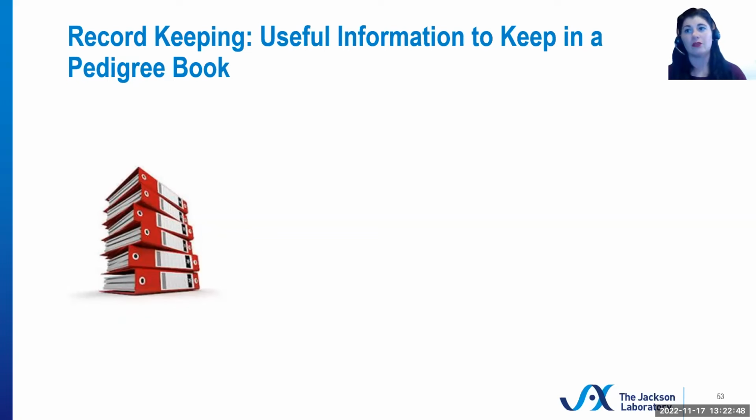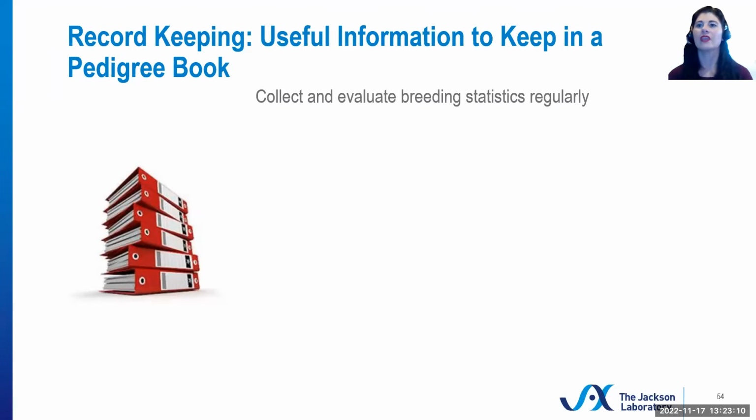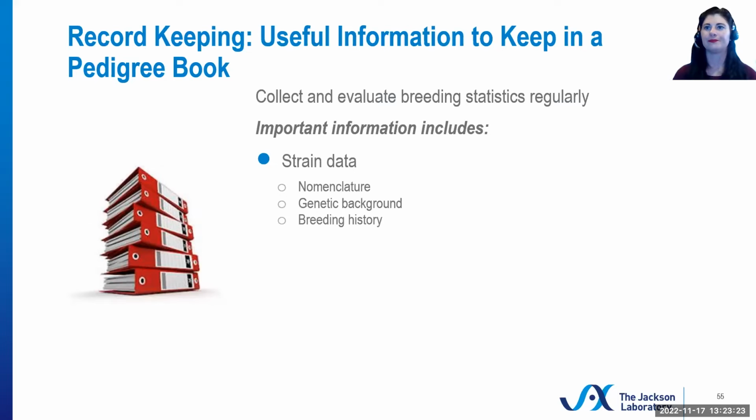If you have poor colony records, you may not notice that you're getting fewer litters from your breeder pairs until several months have passed. A pedigree book is one of the easiest and best ways to keep accurate colony records. Often this is considered time-consuming to establish, but it is critical for maximum colony efficiency. Pedigree books can be both a physical book or an Excel spreadsheet or both. It is important to collect and evaluate breeding statistics for your colony regularly. Look for trends in things like litter size, gestation, time before first litter, those kinds of things.